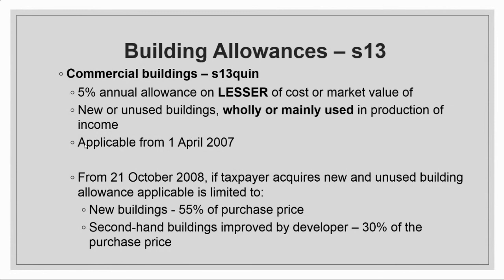Now here you have to look at commercial buildings, whether we purchased it new or whether it's a second-hand building that was improved by a developer, because you have to apply 55% to the purchase price if we purchased it new and then apply the 5%. Or if it's second-hand, I apply 30% and then only the 5%. So what they've done is, because the building values are so significantly higher than they were in the past, they have brought in these additional percentages that need to be applied to reduce the expense that is allowed.